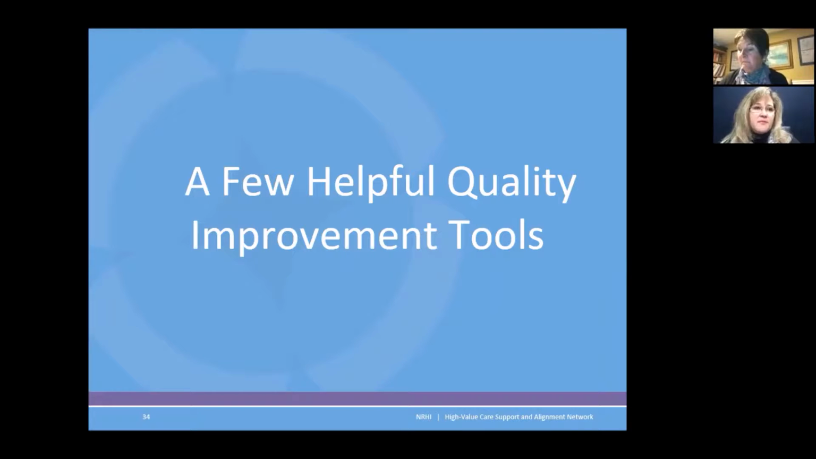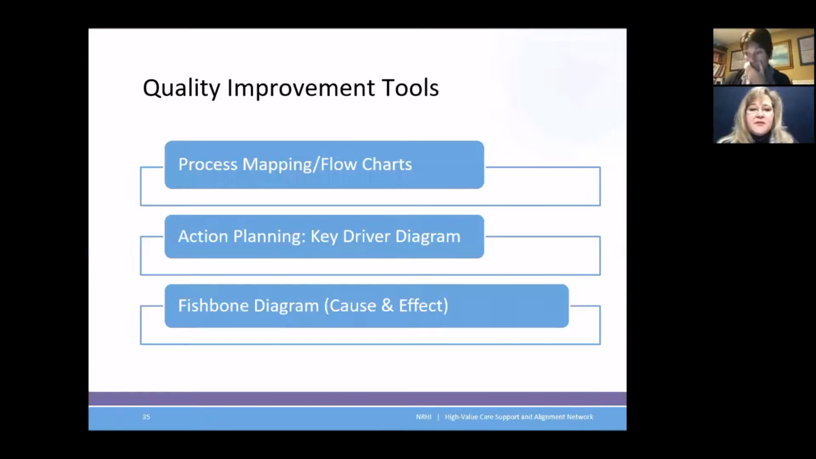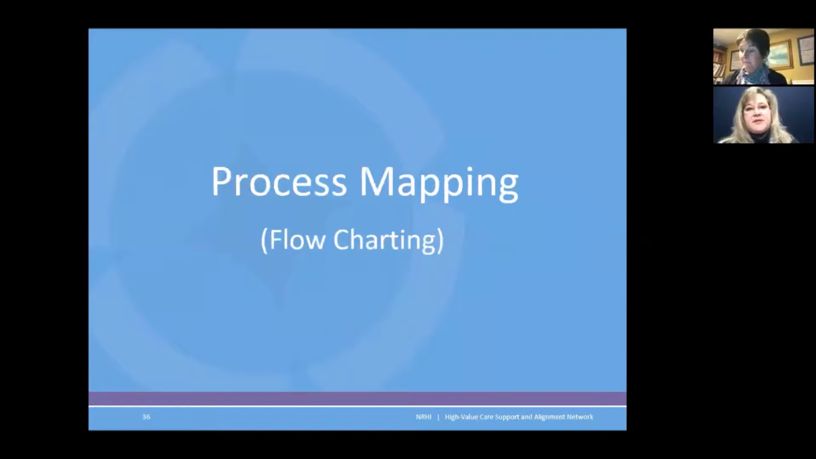You know, I'm a visual learner, and for me to sit down and have these in front of me, I always find is incredibly helpful. So the 3 tools that I'm going to briefly, like Sue said, talk about are process mapping and flowcharts, action planning, a key diagram, and then the fishbone diagram, which is also a cause and effect diagram.